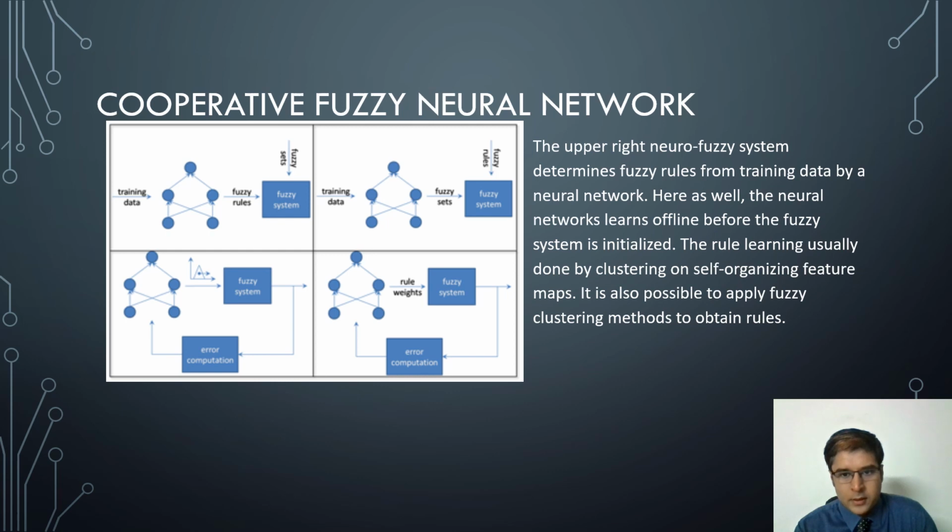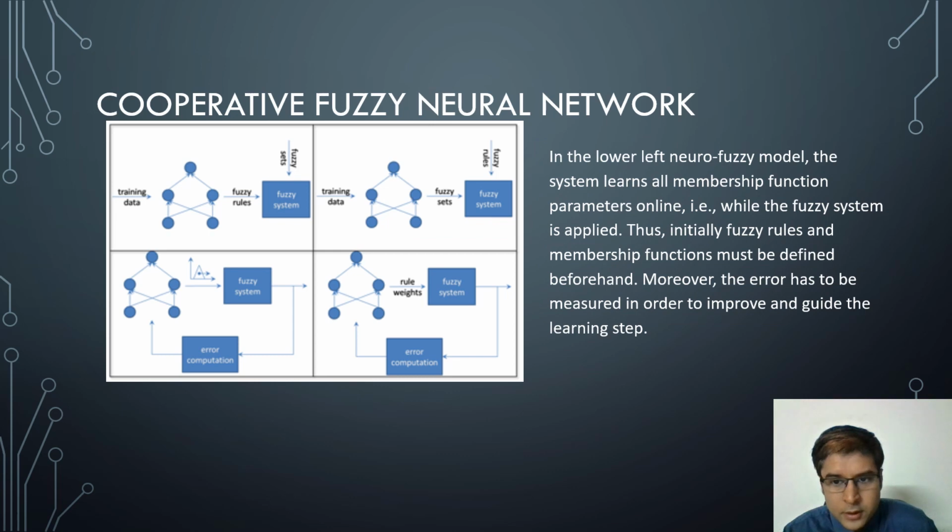The upper right neuro fuzzy system, this one here, determines fuzzy rules from training data by a neural network. So here as well, the neural network learns offline before the fuzzy system is initialized. The rule learning usually is done by clustering on self-organizing feature maps. It is also possible to apply fuzzy clustering methods to obtain rules. So it also performs offline work on fuzzy systems.